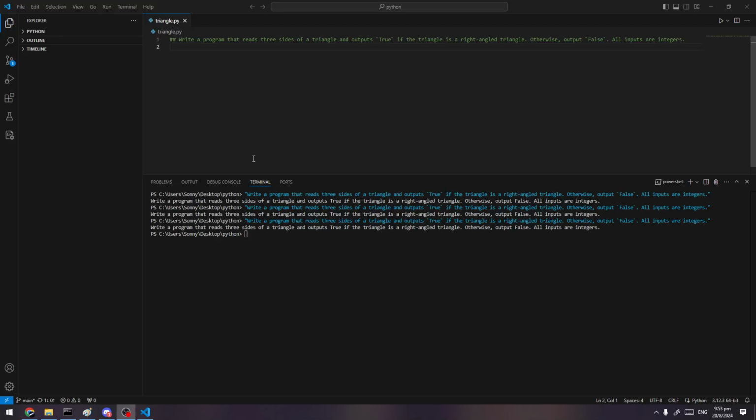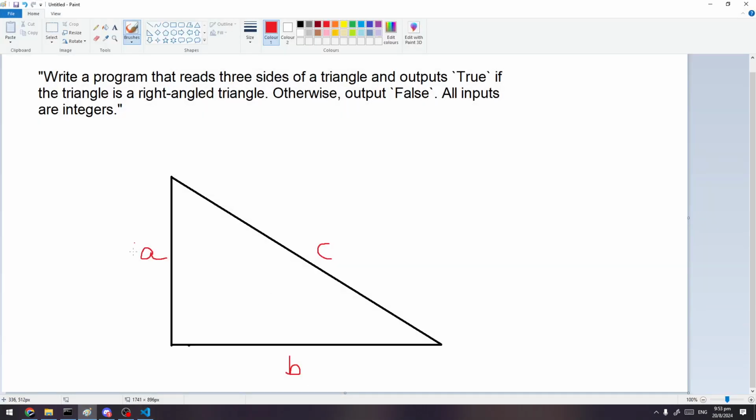Hello everyone, I'm going to explain this Python question: write a program that reads three sides of a triangle and outputs true if the triangle is a right angle triangle, otherwise output false. All inputs are integers. So let's understand the question. What input do we have? We have three sides of the triangle. That means you get a, b, c, three lengths.